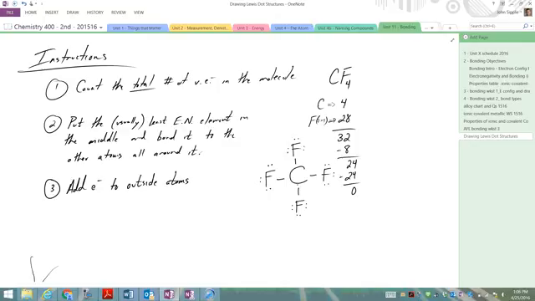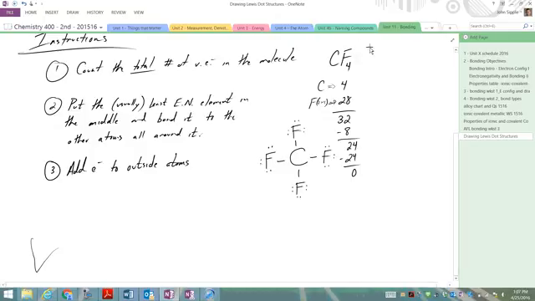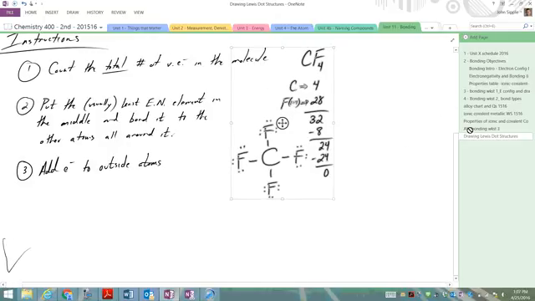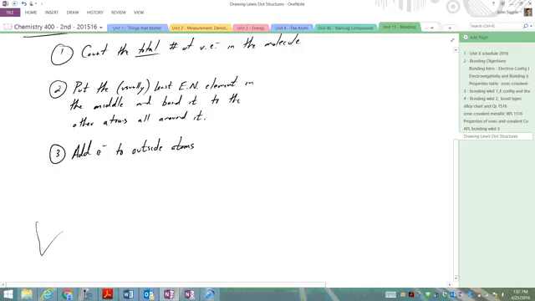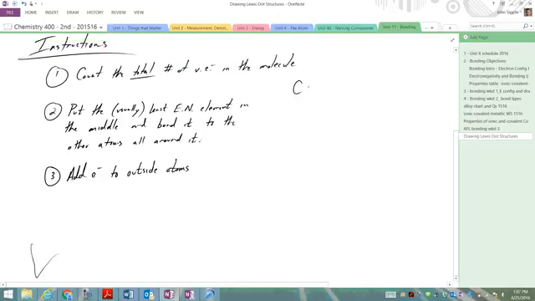All right, then let's do another example because we've got a few more rules to get to. So I'm going to move this off to the side, and I'm going to do another example here. Let's do CO2, carbon dioxide. Start by counting the valence number of electrons.